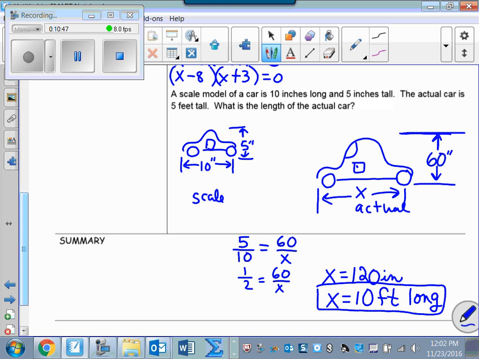Okay? Hopefully you still have room for a summary. Go back and write your essential question, and our next lesson will be on similar polygons.